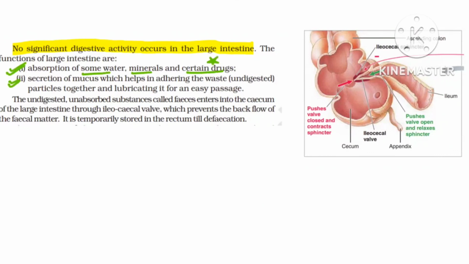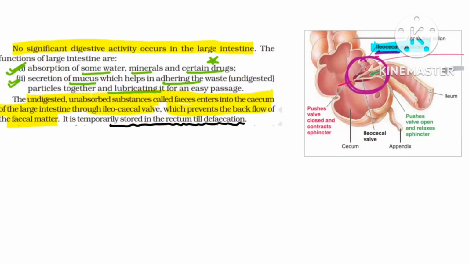Second, it helps in the secretion of mucus, which helps in adhering the waste particles and lubricating them for easy passage. Now the undigested and unabsorbed substance, which is known as feces, will enter into the cecum. You can see in this diagram, focus here. This is known as the ileocecal valve between the ileum and cecum. The ileocecal sphincter is present, so it enters into the cecum of the large intestine through it, and it prevents the backflow of the fecal matter. The fecal matter is temporarily stored in the rectum till defecation.